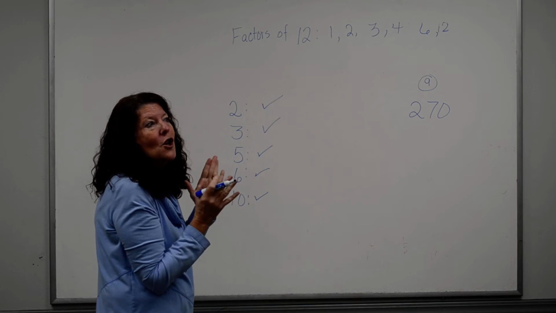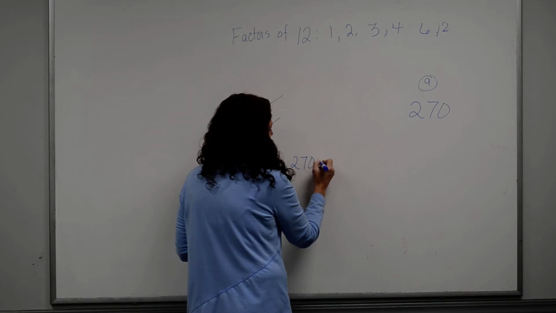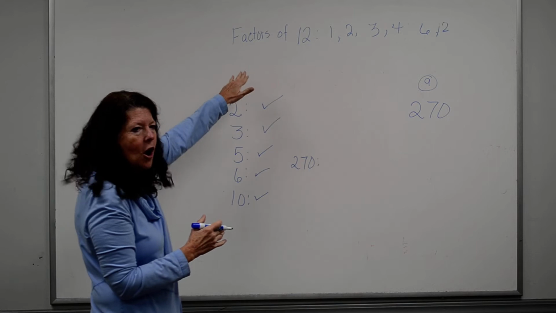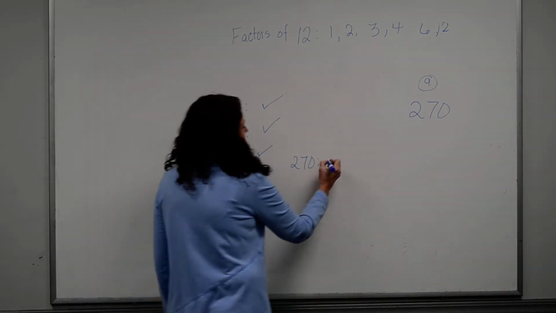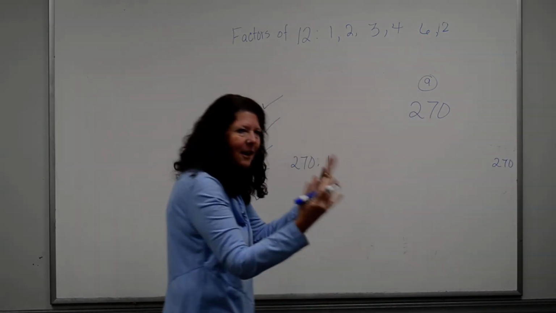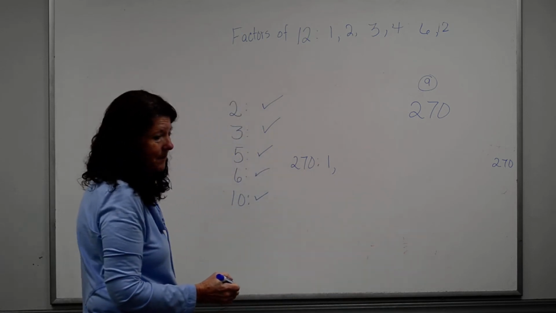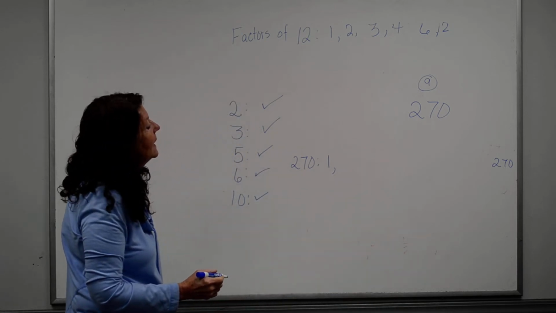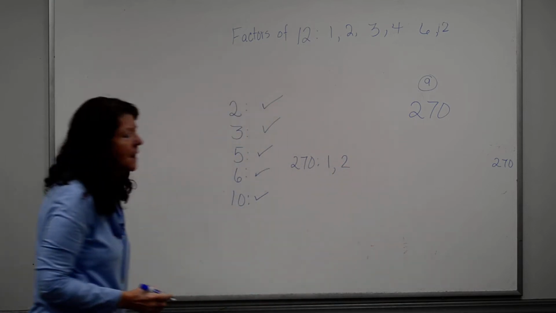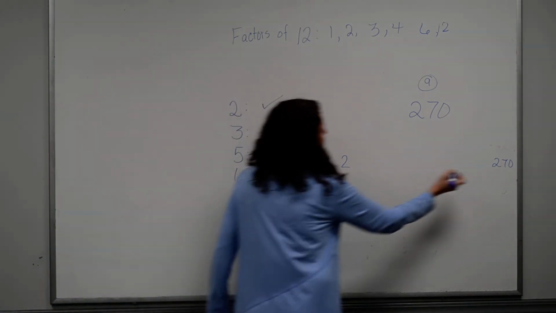So the difficult thing here is listing. There's probably going to be a boatload of them, because all of those go into it. So let's go ahead and begin to list all the factors of 270. So I know 1 and 270. I know that 2 will go into it. Any idea 2 times what? Should be 2 times 135, because 135 plus 135 is 270.